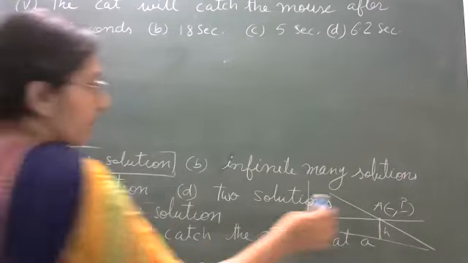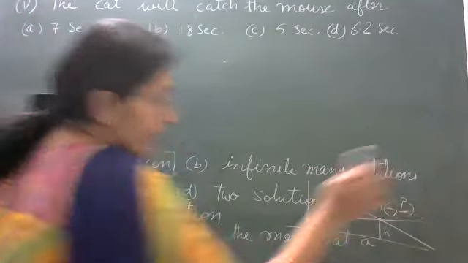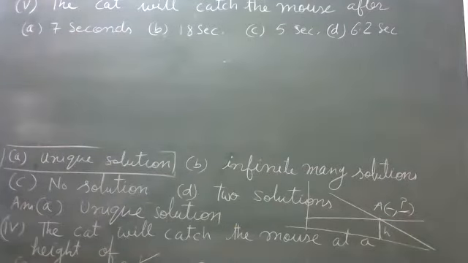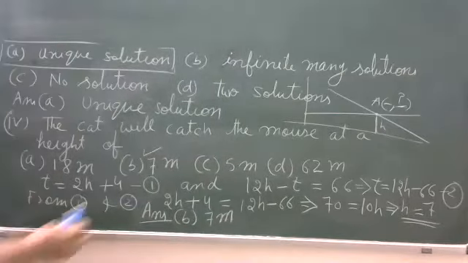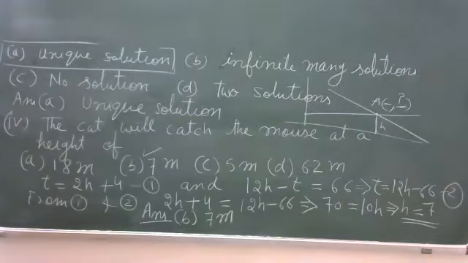Means at the point of intersection you found, the ordinate H is 7. Now according to this, you have to find the abscissa, means T. So we can substitute the value of H equal to 7 in any of the equations, either in equation number 1 or in equation number 2. Clear? So what is equation number 1?